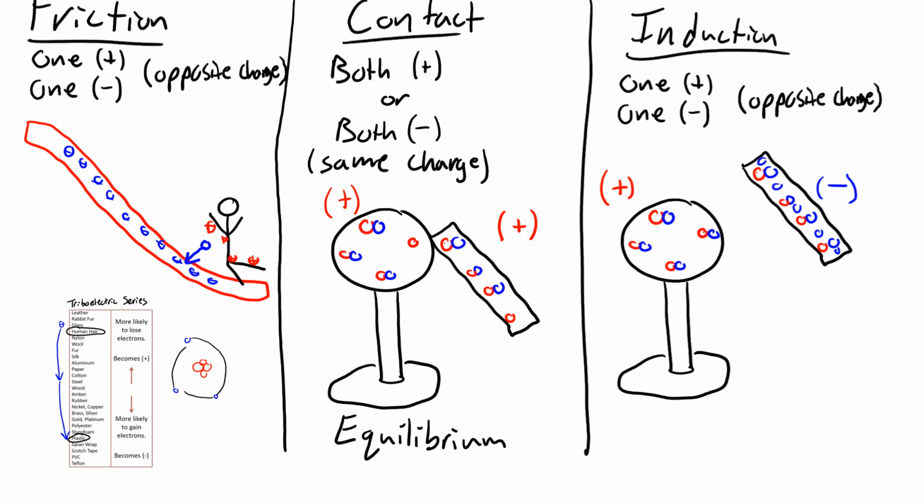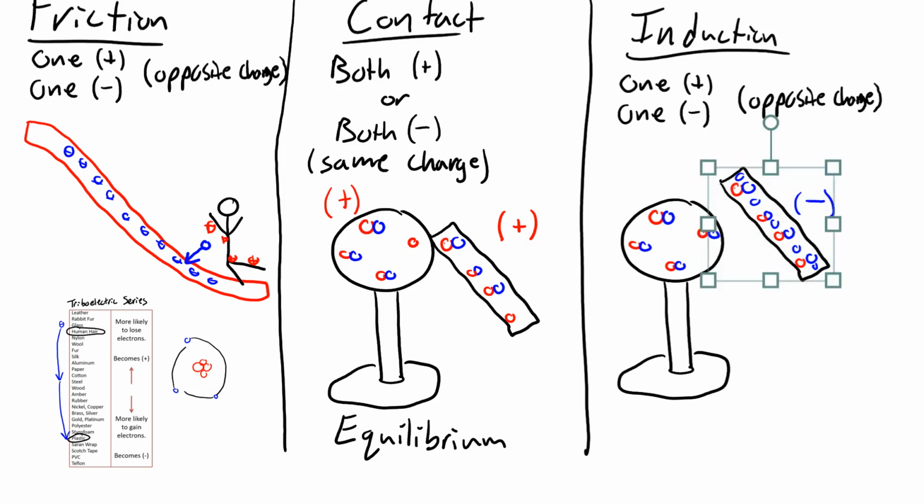So this metal sphere is still neutral right now as we have it drawn. And let us bring this rod close. Let's bring it close, but we're not going to touch it. All right, so now we're inducing a charge on the electroscope. What's happening is this negatively charged rod here is repelling away all of the electrons on this side of the object. They're going over here.